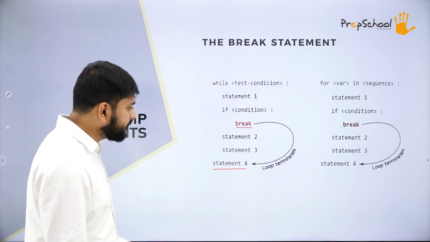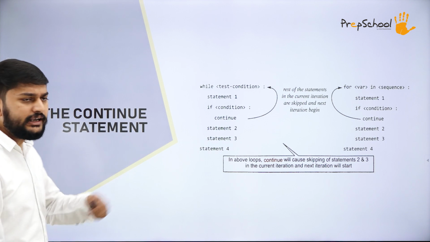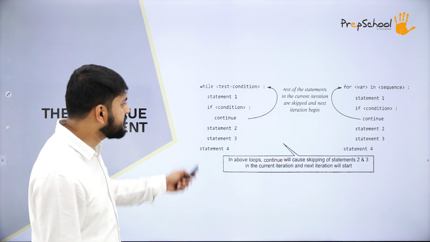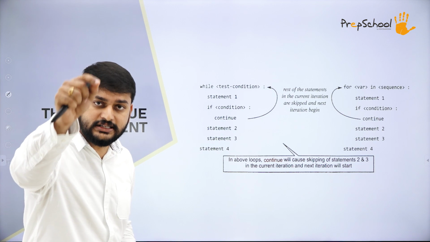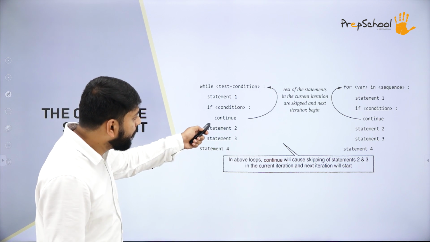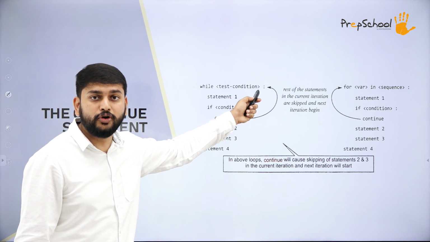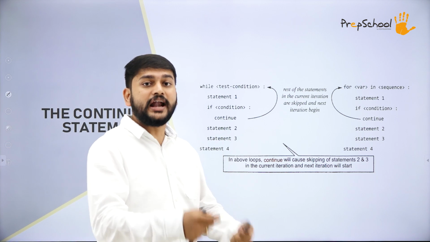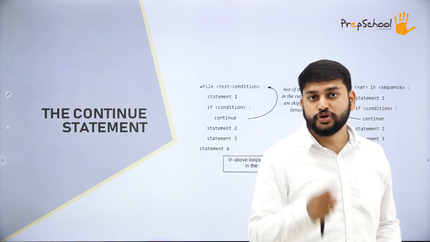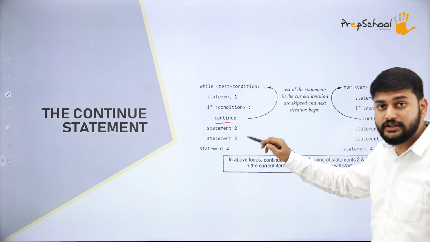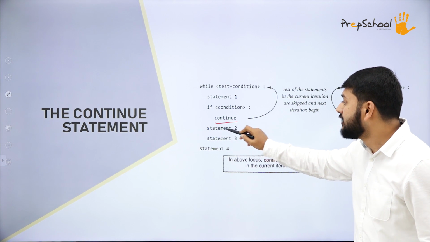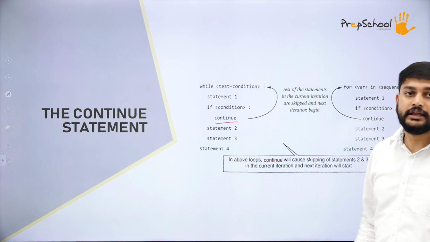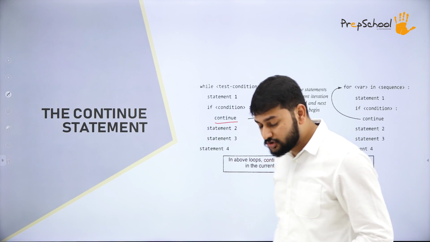Moving on to the next one, I have continue. So what is continue? Suppose I encounter the keyword continue, it will come out of the iteration, or it will skip that particular iteration. In this example, I am encountering the continue at this particular point, so it will skip executing statements 2 and 3.